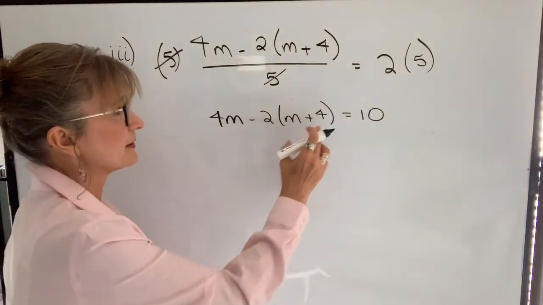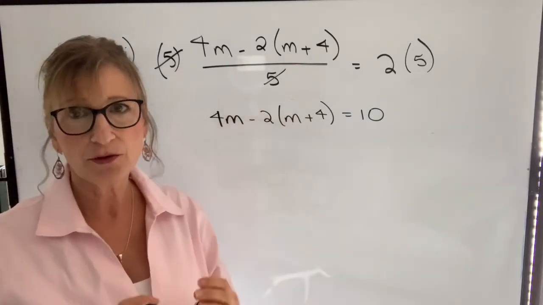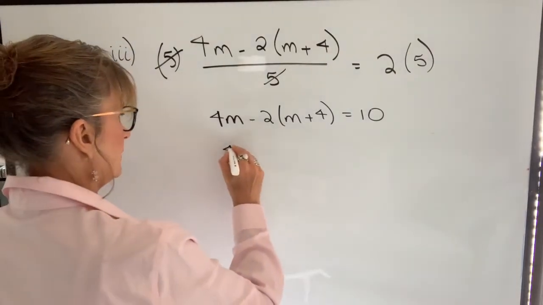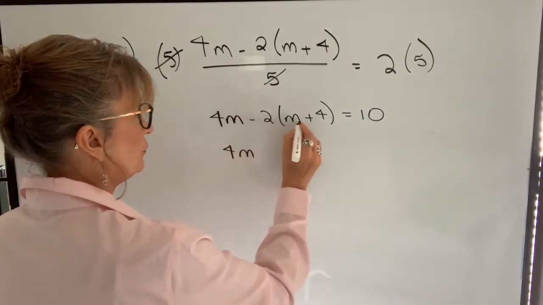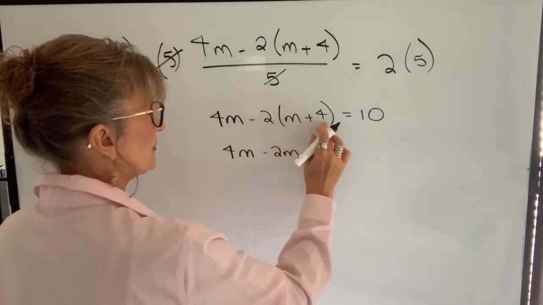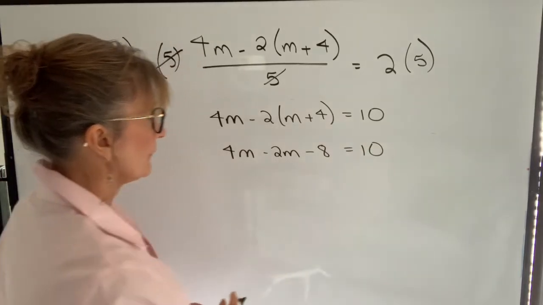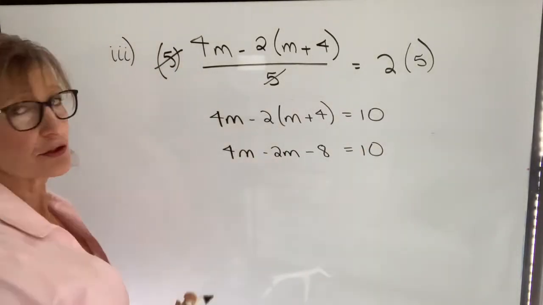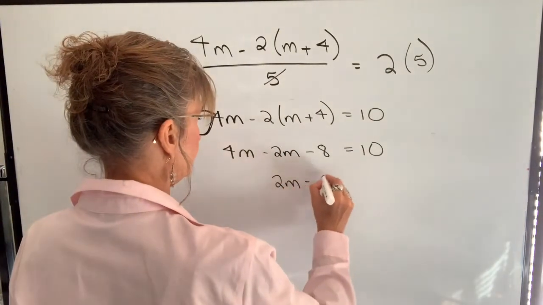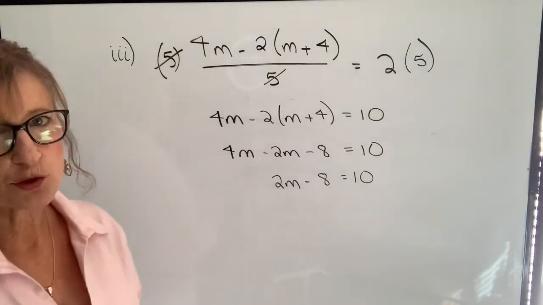I still have brackets that I want to get rid of because I can't touch that m or that 4 while I've got the grouping symbols. So that will be my next step. I'm going to distribute that negative 2, so it's going to be minus 2m, and a minus 2 times a positive 4 will be minus 8. I can combine my like terms, so 4m minus 2m. Now it's a much more manageable equation.